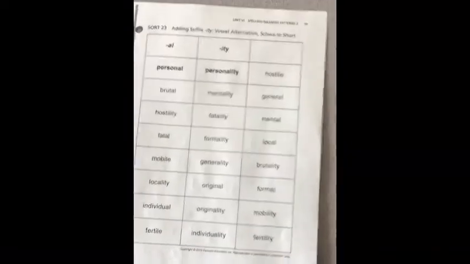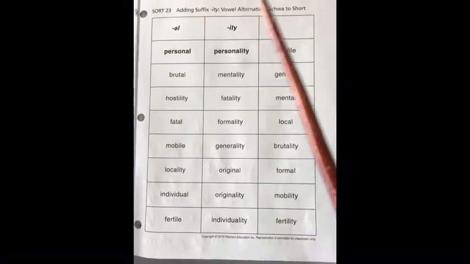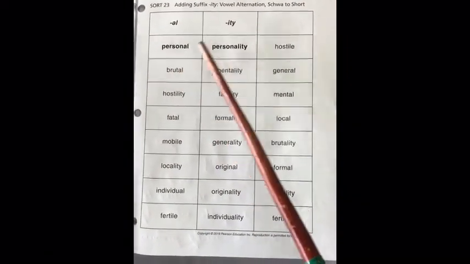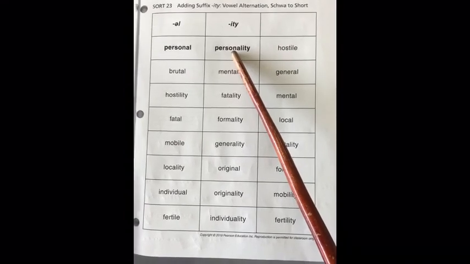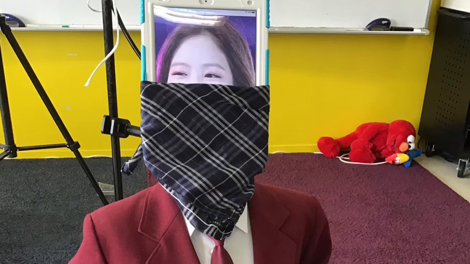So there it is. Okay, that being said, what happens to the words? This is a personal problem. You have a nice personality, little Jenny. What happens to the words? Well, personality is something you can have, so that's a noun. But personal, it's a personal problem. That's an adjective because it describes something.